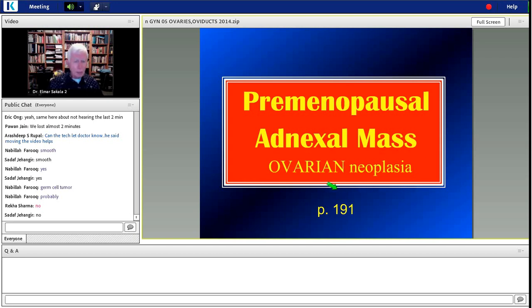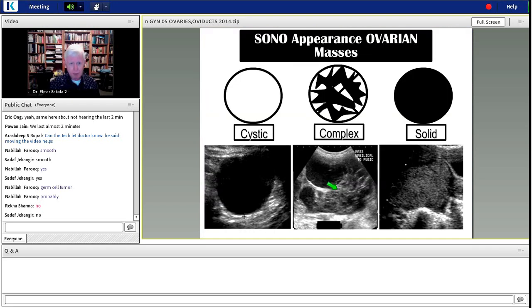Okay, now we look at, in the reproductive years, a premenopausal adnexal mass. If the patient has a negative beta HCG, if there is no pregnancy, then we want to look to see, is it complex? Is it solid? Is it cystic? Is it complex, partially solid, partially cystic, or is it solid? And the ultrasound, the sonogram, is going to tell us.